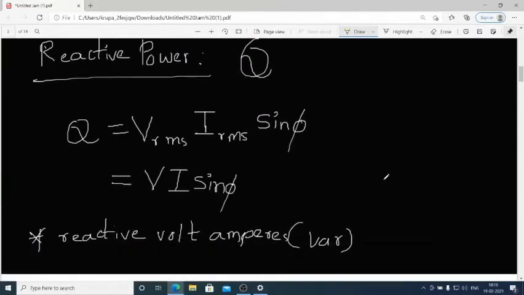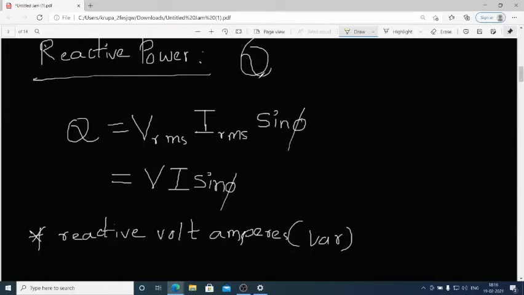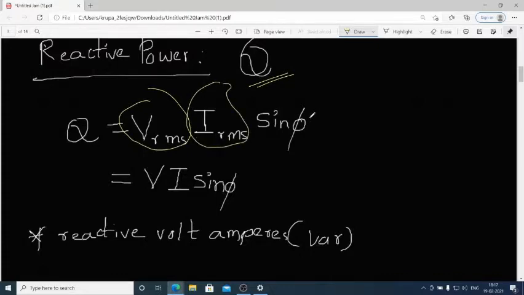Move on to the next definition, reactive power. It is denoted as capital Q. It is the multiplication of RMS voltage, RMS current, and the sine of the angle between them. So Vrms and Irms are rewritten as capital V and capital I, into sine phi. The unit for reactive power is volt-amperes reactive.